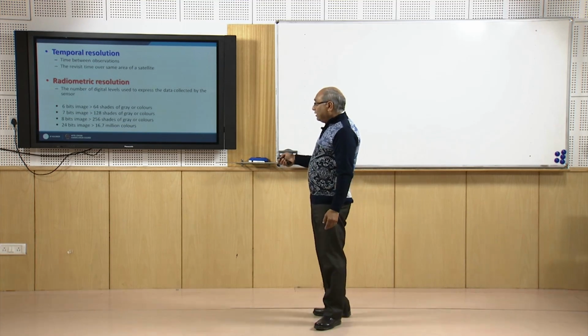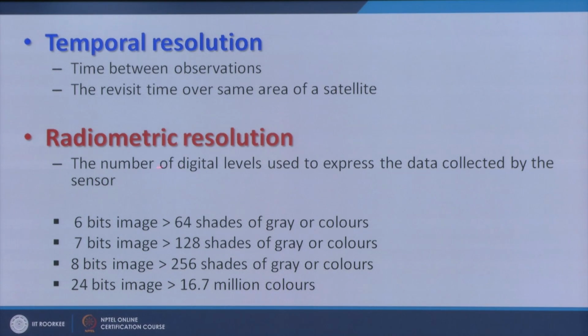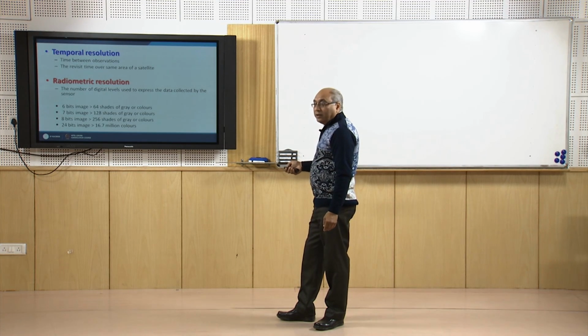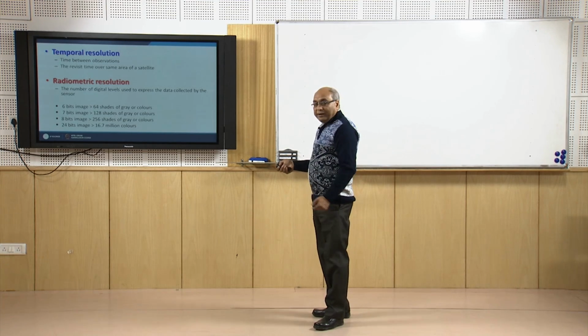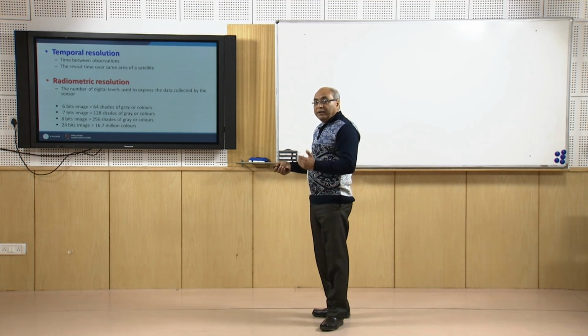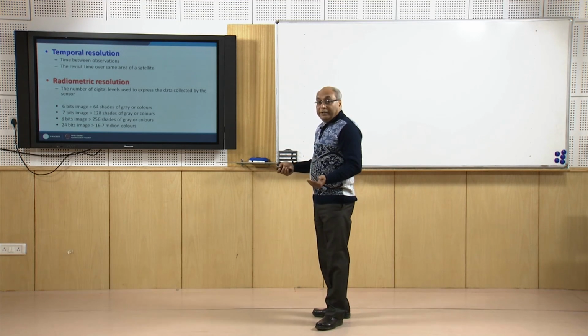And the last one in this is the radiometric resolution, that is the number of digital levels used to express the data collected by the sensor. So again, if we go for higher radiometric resolutions, we are going higher in quantization, more data handling, more data storage requirements, but of course it is a trade off. So we are getting better, higher quality images.